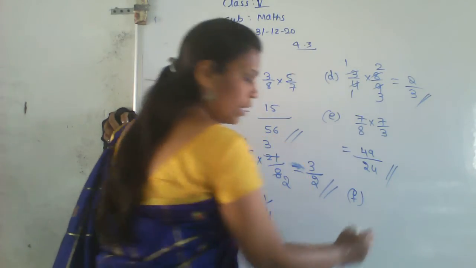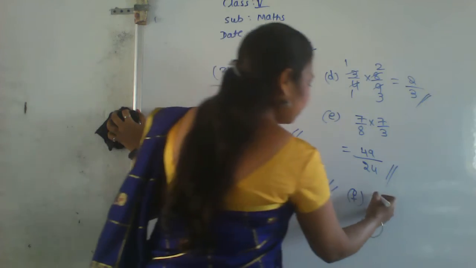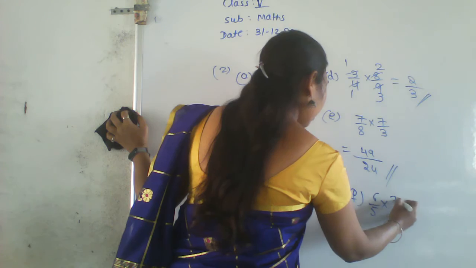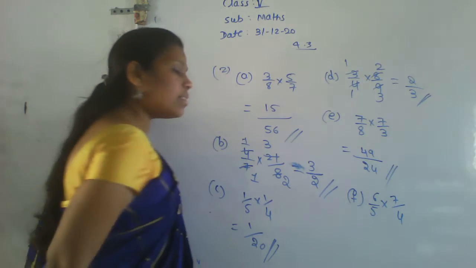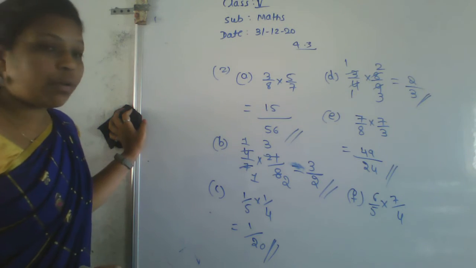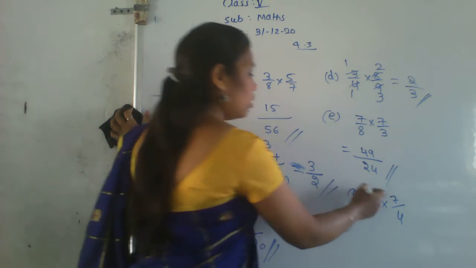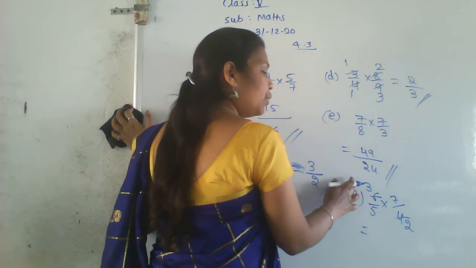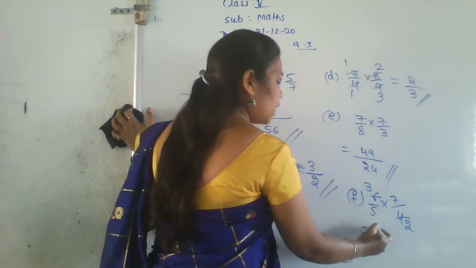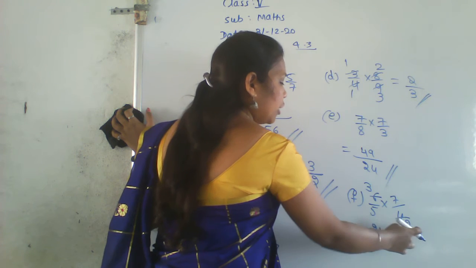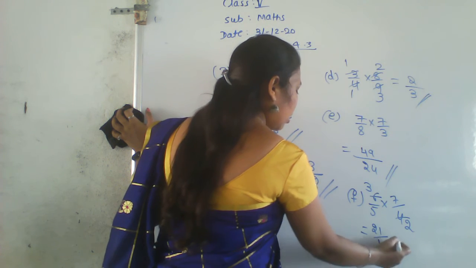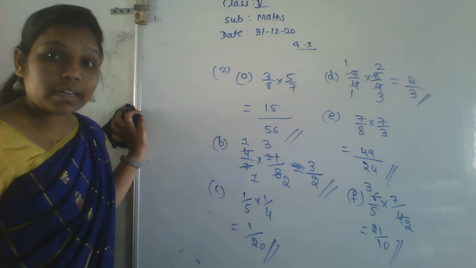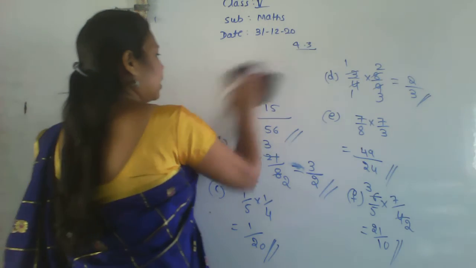Next, do the F problem. What is the F one given here? 6 by 5 into 7 by 4. See here, 6 and 4 are in the same table. Yes, 6 and 4 are in the 2 table. So cancel here. 2 3s are 6, and here 2 2s are 4. What is left in the numerator? 3 into 7 is 21, and here 5 into 2 is 10. What is the answer? 21 by 10 is the answer. Now go for the next problem.